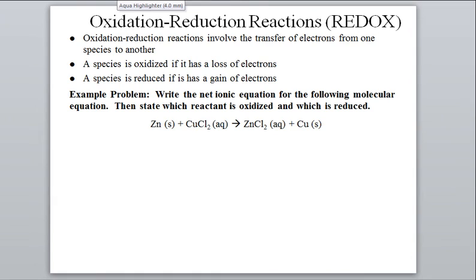The next class of reactions that we're going to talk about is called oxidation-reduction reactions, abbreviated as redox. In this type of reaction, there's a transfer of an electron from one chemical to another. In any redox reaction, there's one chemical that's losing electrons, and there's one chemical that's taking electrons.